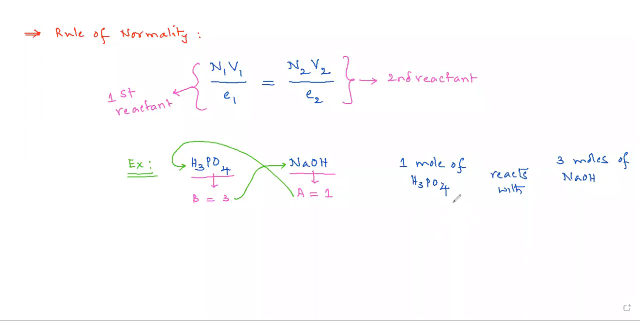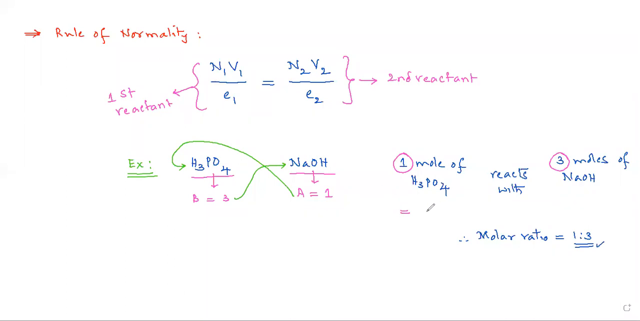Therefore, the mole ratio or molar ratio is 1:3, right? Okay. 1 mole is reacting with 3 moles. We got the molar ratio as 1:3, and now let us check the ratio of their equivalents. Okay, how about this?